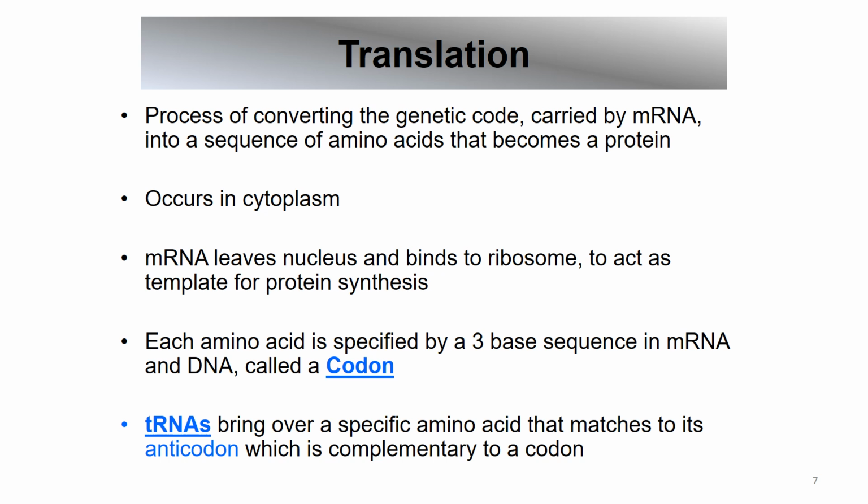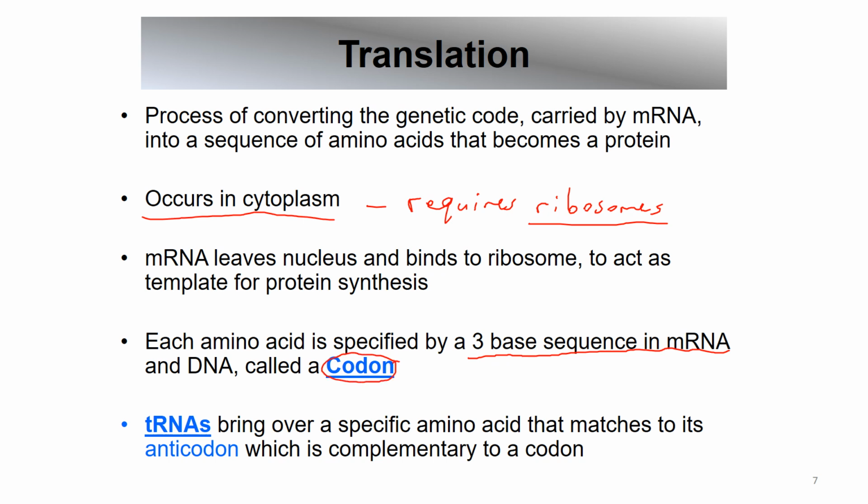Translation occurs in the cytoplasm. And know that translation requires ribosomes. It has to happen on the ribosomes. So mRNA leaves the nucleus, binds to the ribosome, and acts as a template. Now we're going to see that on the mRNA, each 3-base sequence is called a codon.